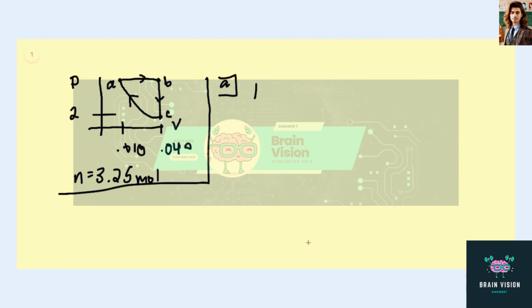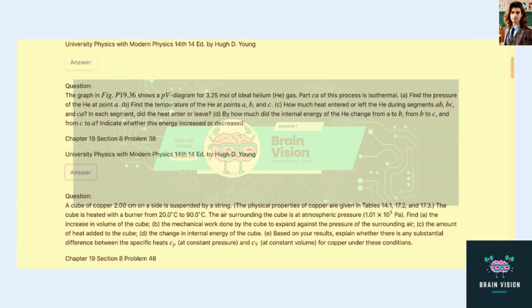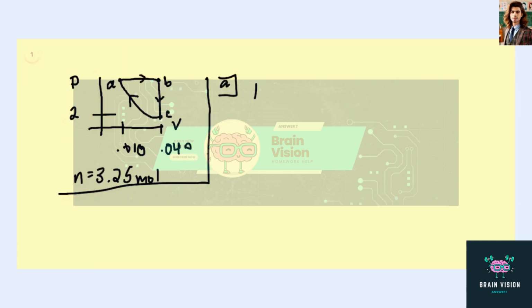Okay, so for this problem, we have another process where we have a PV diagram, some changes happen, and you have to fill in the blanks for different quantities in broad strokes. So here's the PV diagram, and the first question asks, find the pressure at point A. So how can we find the pressure?